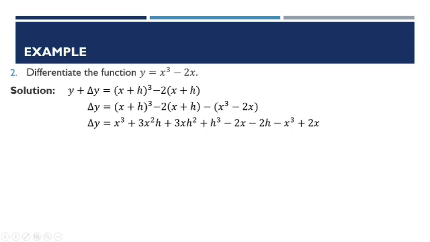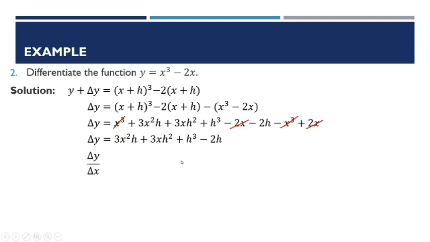So, performing distributive property and changing of signs. And ito, siyempre ay expansion of binomial. Combining similar terms, we have x cubed minus x cubed, so makakancel yan. And we also have negative 2x plus 2x. And that's all. So we have 3x squared h plus 3x h squared plus h cubed minus 2h.